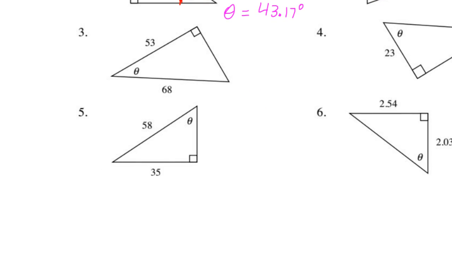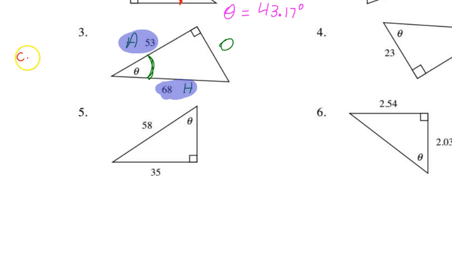And problem number 3, let's see, for problem 3, my theta is right here. This is the hypotenuse. This is the opposite. This is the adjacent. Highlighting the sides that they give me numbers for, I see that we have the hypotenuse and we have the adjacent here. So that means adjacent, hypotenuse. This is a cosine problem.